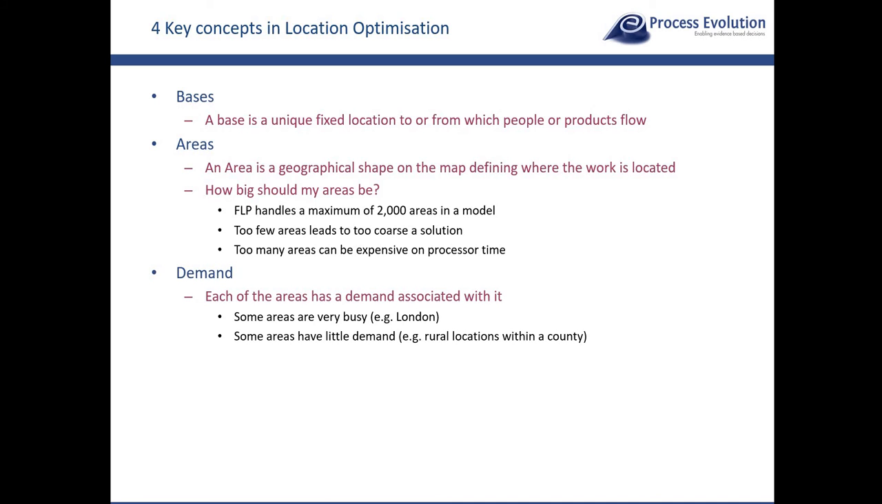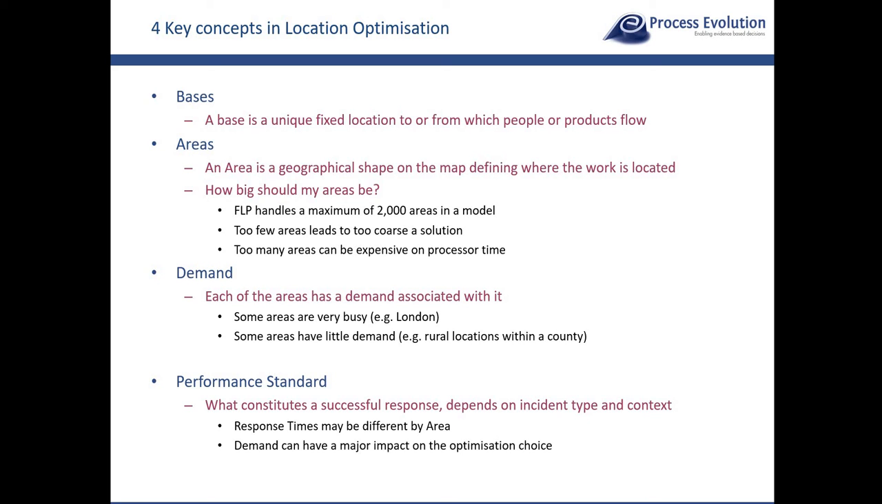Thirdly, we look at demand. So each area will have some sort of demand associated with it. You might have some areas that are very busy. These might be towns and cities or certain areas that just happen to have lots of demand taking place in them. Other areas will have much lower levels of demand. Examples being rural locations within a county.